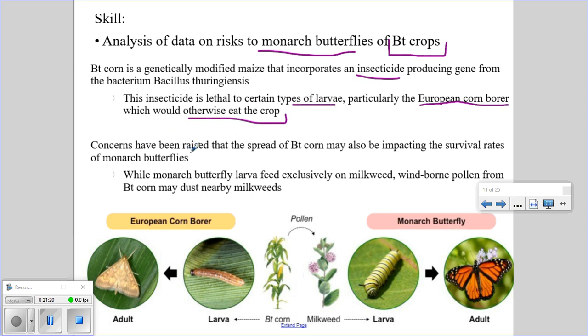Now, concerns have been raised that the spread of Bt corn may also have an impact on the survival rates of monarch butterflies. So while monarch butterfly larvae feed exclusively on milkweed, wind-borne pollen from Bt corn may end up on nearby milkweed plants. So that pollen from these corn plants may inadvertently end up on the leaves of the plants that monarch butterflies would eat. And so they might inadvertently eat that pollen containing that pesticide, and that may have a potential effect on population levels of monarch butterflies.